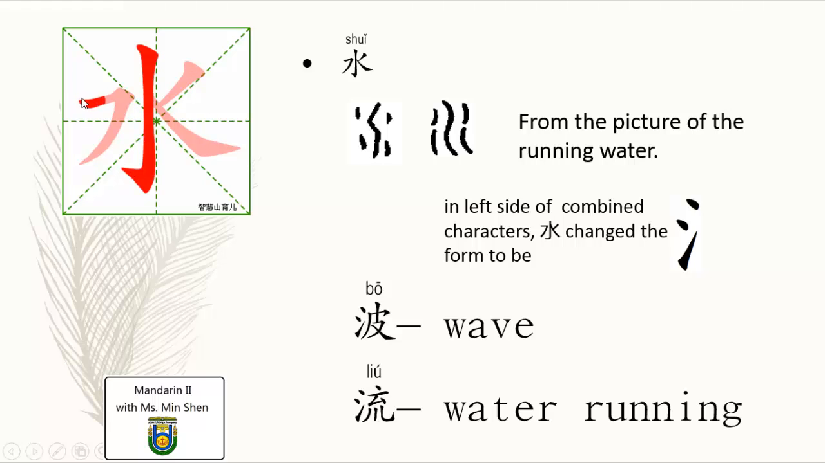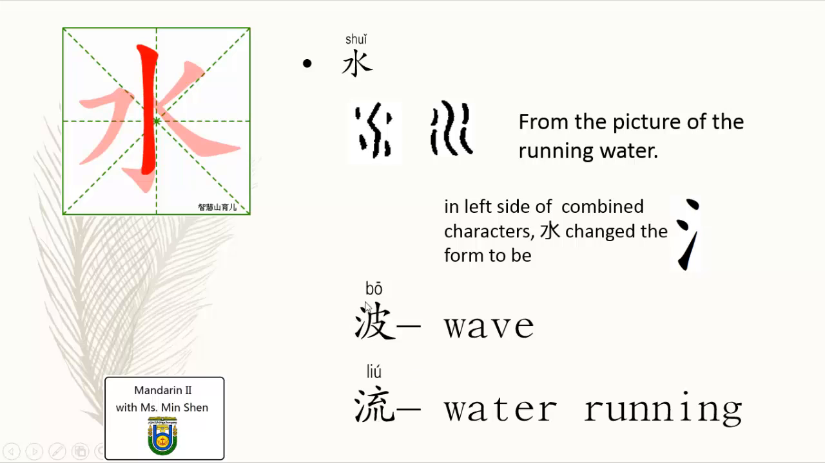You can follow the order of strokes to write it. And because this is a left and right balanced character, so we start from the middle stroke. And sometime, if we want to change it to be a simple side, put especially at the left hand side, it changes to be the 3 dots, meaning water.